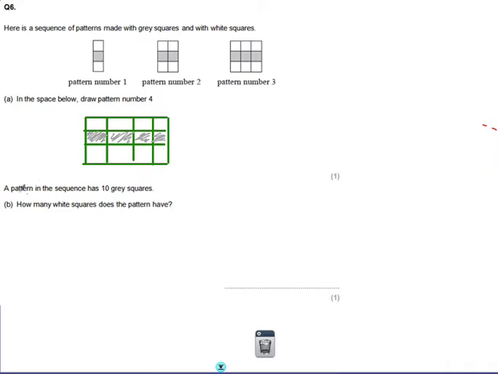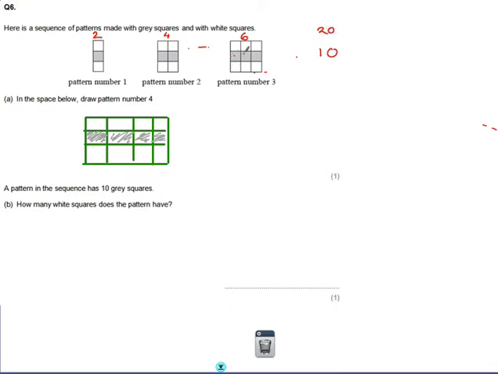Now, how many white squares does the pattern have? A pattern in the sequence has 10 grey squares. How many white squares does the pattern have? Well, when it's got 1 grey square, it has 2 white squares. 2 grey squares has 4. 3 grey squares has 6. So you can tell on the 10th grey we have 2 lots of white, so this would be 20.